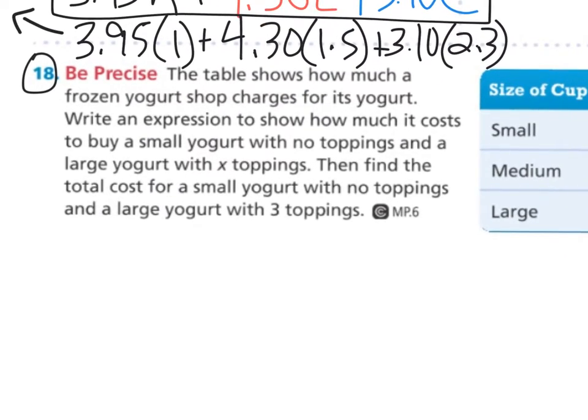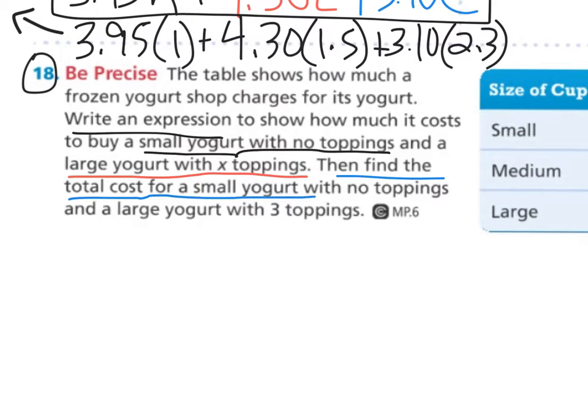Number 18, table shows how much a frozen yogurt shop charges for its yogurt. Write an expression to show how much it costs to buy a small yogurt with no toppings and a large yogurt with X toppings. That's first of all, writing an expression. And then the second thing is find the total costs for a small yogurt with no toppings and a large yogurt with 3 toppings.